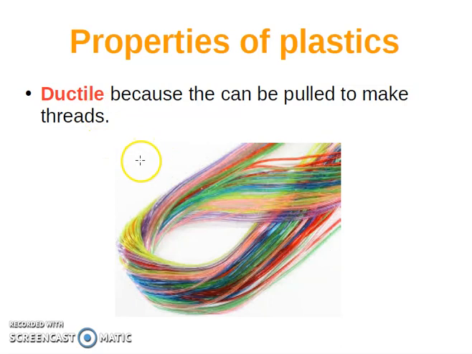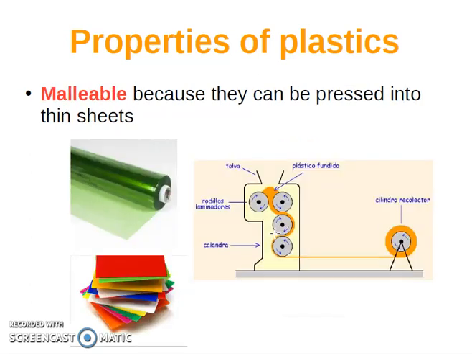Ductile. The plastics are ductile because they can be pulled to make threads. So by pulling, we can obtain threads of plastic. Malleable. Plastics are usually malleable because they can be pressed into thin sheets. So by compression, we can obtain thin sheets of plastic.